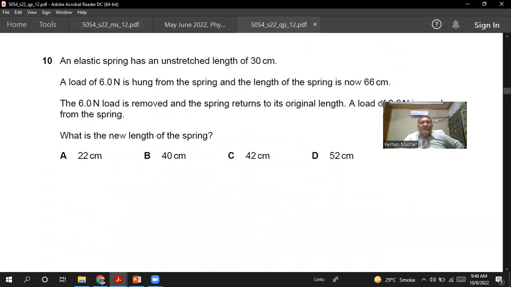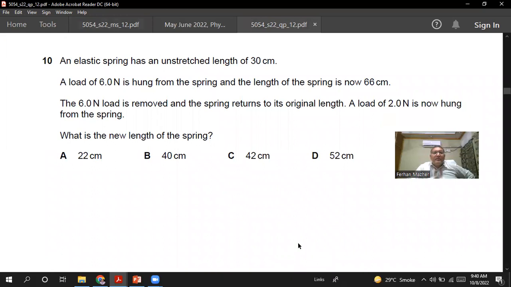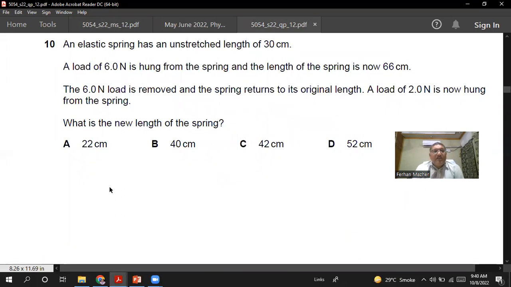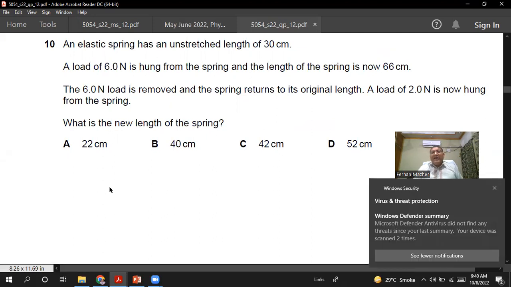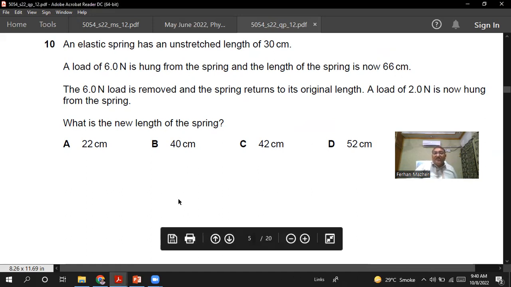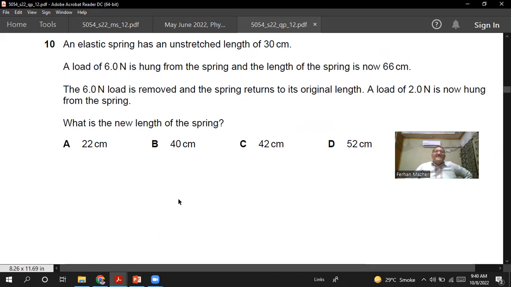Okay, so here we go. An elastic spring has an unstretched length of 30 centimeters. So L naught is 30 centimeters. A load of 6 newton is hung from the spring and the length of the spring is now 66 centimeters. So from here, I can find the extension. When you hung a load of 6 newton, the length L has become 66 centimeter. So the extension is L minus L naught, that's 66 minus 30, so 36 centimeter extension.